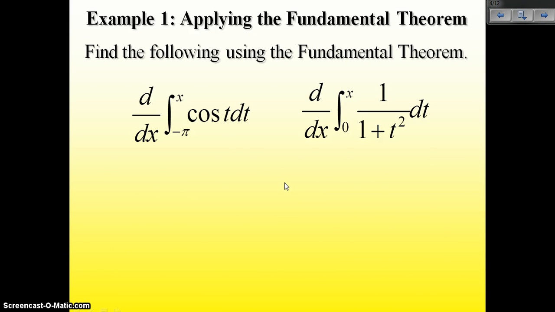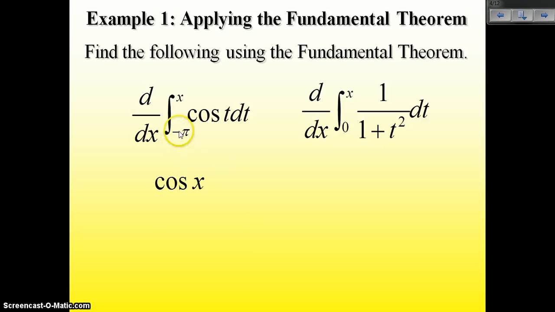So let's take a look. Apply the fundamental theorem of calculus. It says find the following using the fundamental theorem. We are taking the derivative of the integral of cosine t dt. Well, first of all, I see that this is just an x. I see that this is a constant. Now it's a pi constant, but it's still just a constant. So the fundamental theorem applies. All I have to do is plug x in here, and that one doesn't matter.